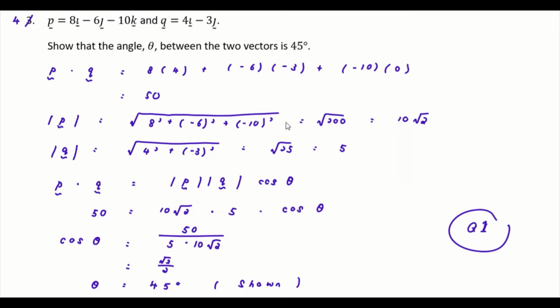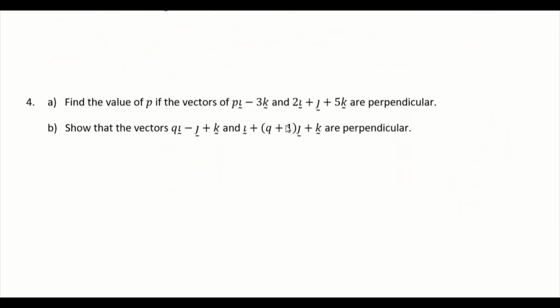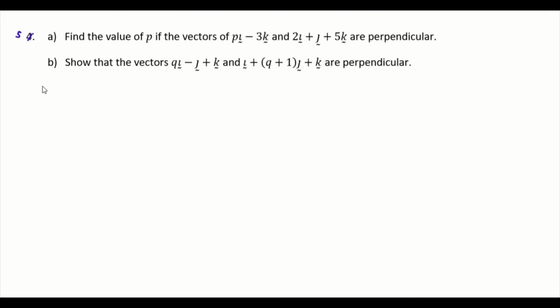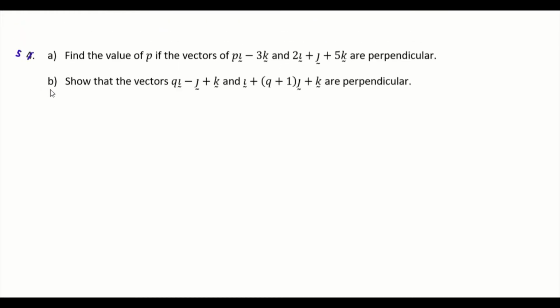Alright, so let's move on to number 5. Sorry, this should be 5, which means just now it was 2 and 3. So A and B. Find the value of P if you know that these two vectors are perpendicular. This will need the special case from just now: if two vectors are perpendicular, the scalar product of these vectors is going to be equal to 0.